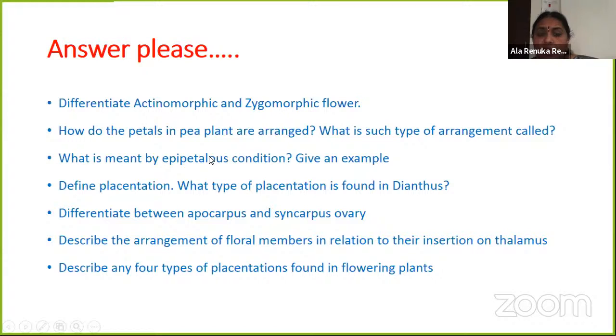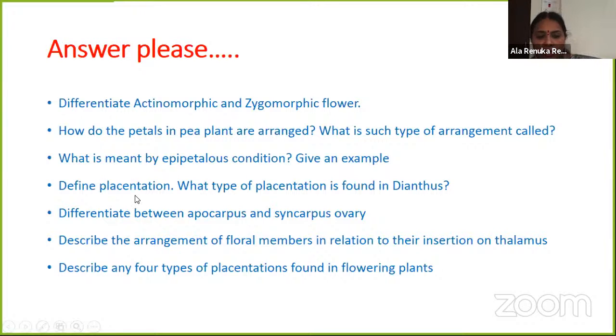If stamens are getting attached to the petals, it is called epipetalous condition. Example, datura. If stamens get attached to the petals, it is called epipetalous condition. If stamens get attached to the perianth lobes, that is, sepals and petals together, if they are not distinct, we particularly call them perianth. Then that condition is called epiphyllous condition. We see it in lily. Epipetalous condition we see in datura.